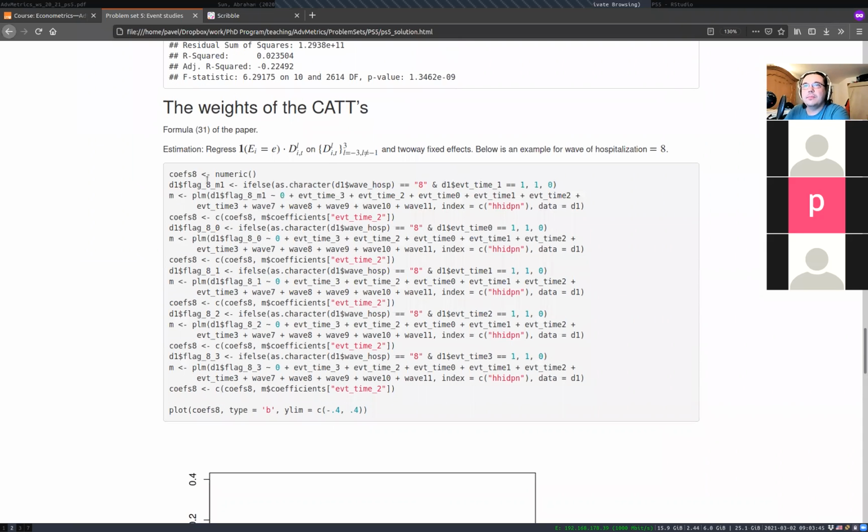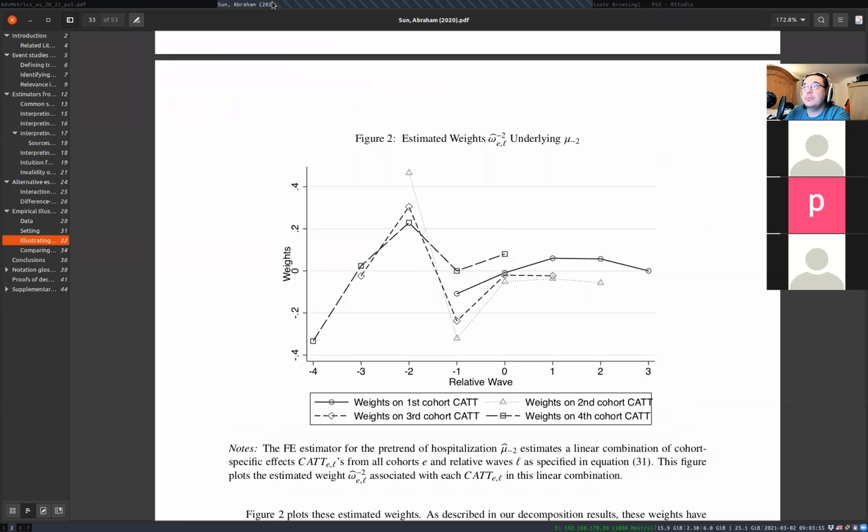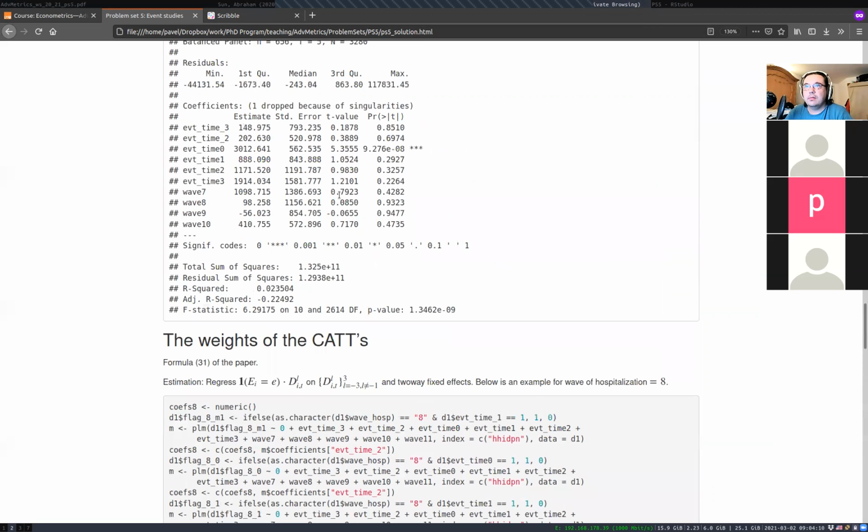Okay, so I create this coef state variable. It's going to contain the results. And as the authors do, we are considering the weights that enter this mu-2 coefficient. So the coefficient that is 202.6 in the fixed effect estimator.